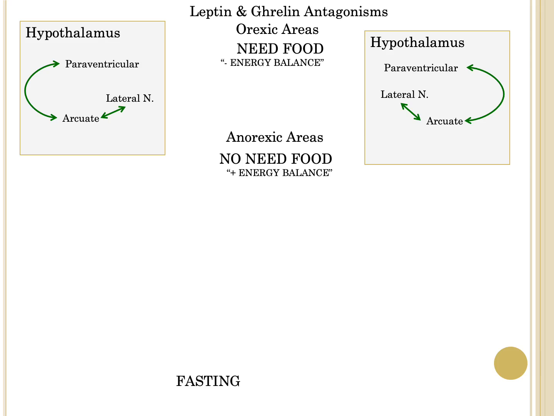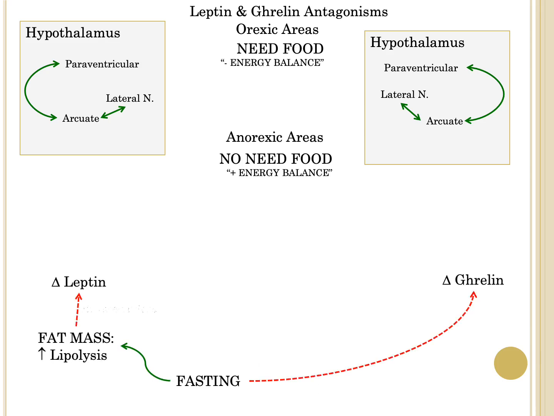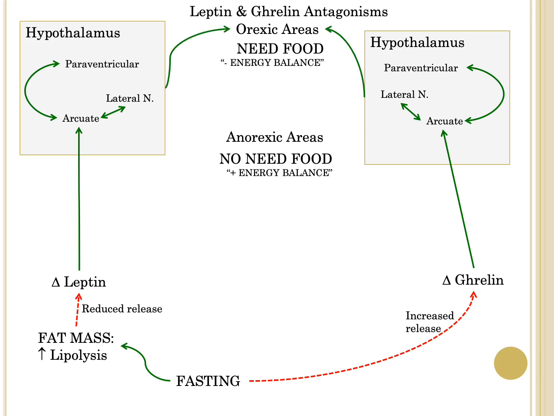So we start with signals where we are fasting. When we start fasting, we start to increase lipolytic activity, in which the increase of lipolytic activity will have two distinct phases. It's going to change both leptin and ghrelin, reducing leptin levels and increasing ghrelin levels. As we start doing this, we're going to have a signal that's going to activate the hypothalamus through our nuclei, our paraventricular, lateral, and arcuate, to stimulate the orexic centers and inhibit the anorexic centers.